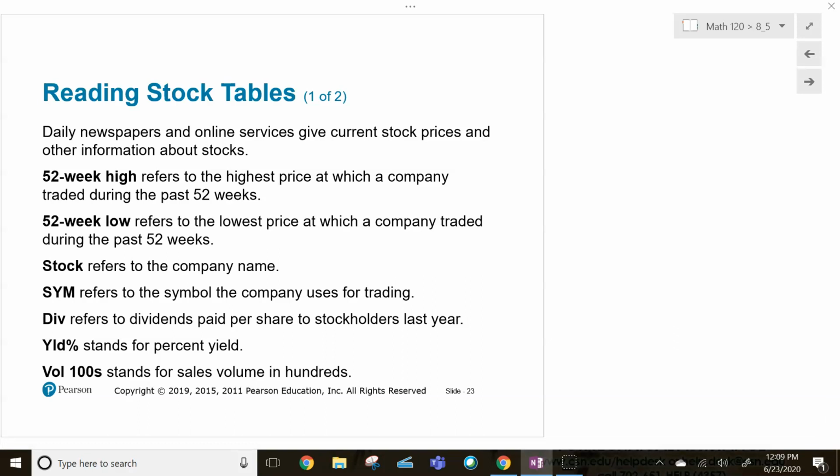Daily newspapers and online services give current stock prices and other information about stocks. Here's some information on the stock ticker. There's a 52-week high and a 52-week low. That's the highest price at which that stock traded and the lowest price it traded in the last year. Stock just refers to the company name. There's a symbol for that. The dividend refers to the dividends paid per share last year. Yield percent is given as well as the volume in hundreds for the sales that they did.